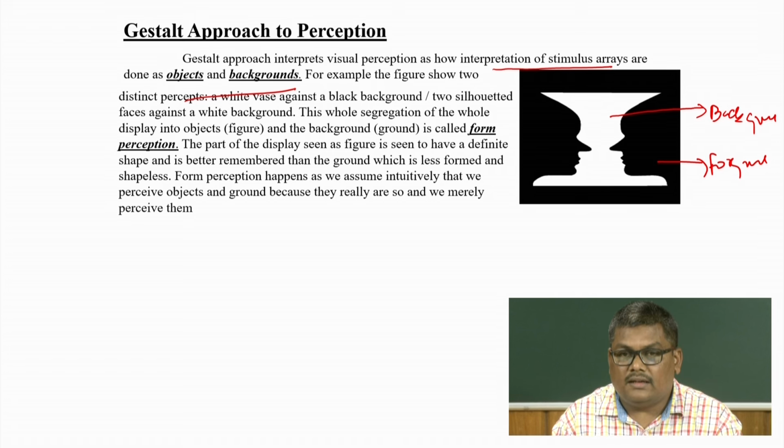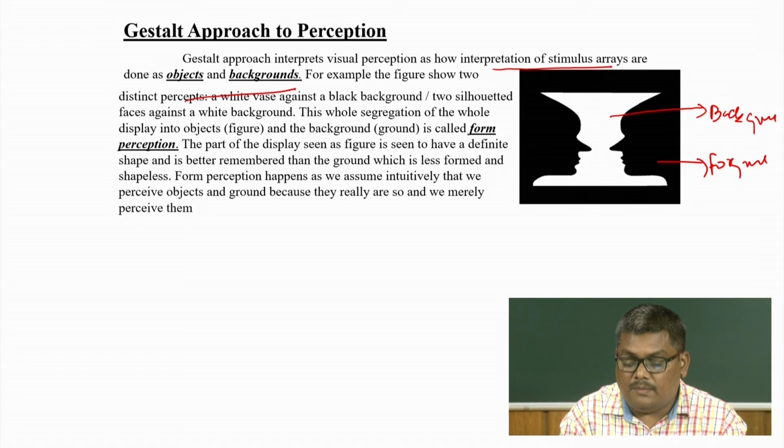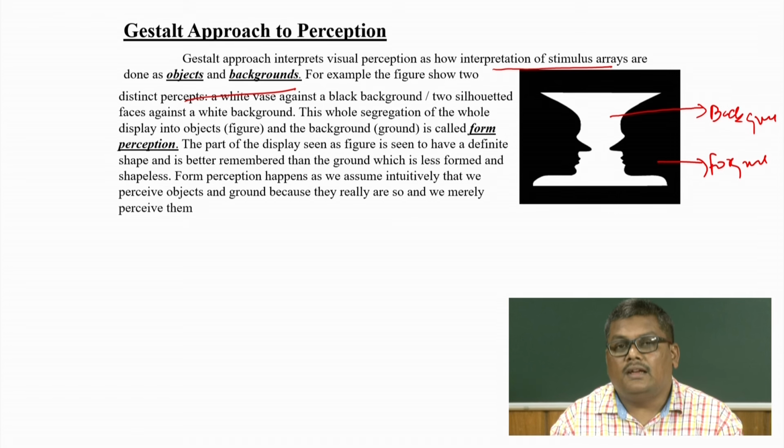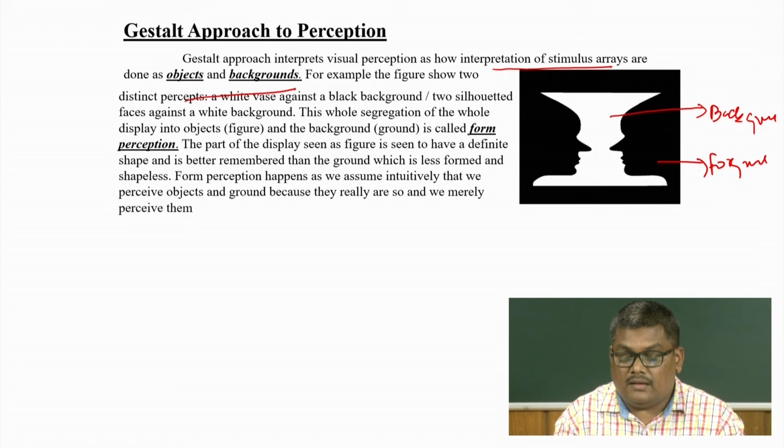This particular feature of distinguishing an object, of perceiving an object as a figure in a background, is called form perception according to the Gestalt theory. What does this help us with? Breaking an image into figure and background helps us with several things. First, the figures tend to show better shapes and tend to be remembered better than the backgrounds.